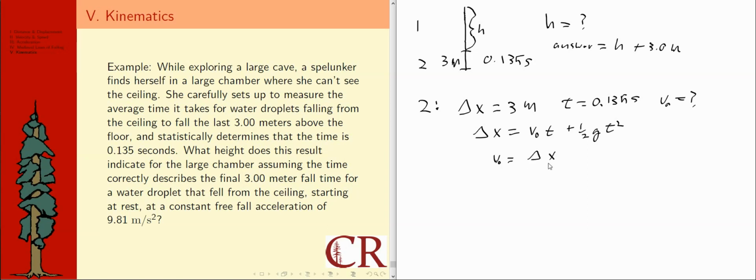is equal to delta x over t minus 1/2 gt. And then if I plug in the numbers of 3 meters divided by 0.135 seconds minus 1/2 times 9.81 meters per second squared, this is the part where tracking all the units does get a little inconvenient, I'll admit, but I'm doing it anyways, times 0.135 seconds. We're solving for v naught again, so this should all be some number in meters per second.